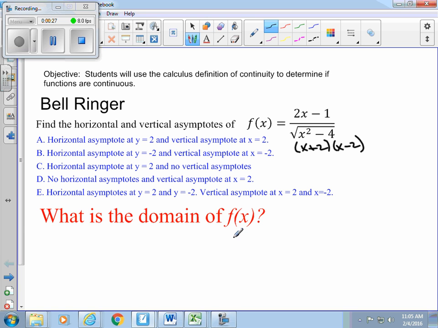But let's go ahead and talk about horizontal asymptotes. Evidently, there's one at +2 and at -2. Using calculus, how do you find horizontal asymptotes? Limit. You look at the limit as x approaches infinity, and as x approaches negative infinity, right?